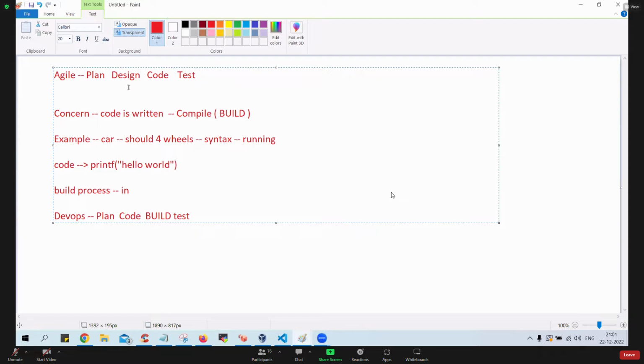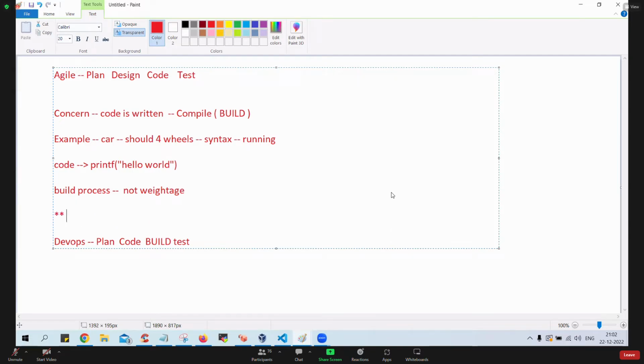Now the question comes: in agile, the build process has not been given a weightage. That's the first thing. And the point to be noted is that the build process was done entirely manually. That's the second point. No weightage has been given and things are happening manually. If things are happening manually, do you expect them to happen fast or slow, guys?